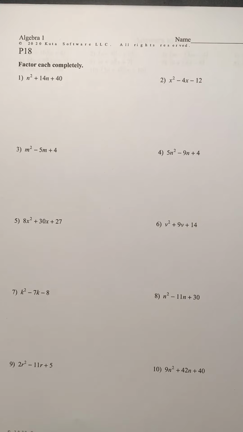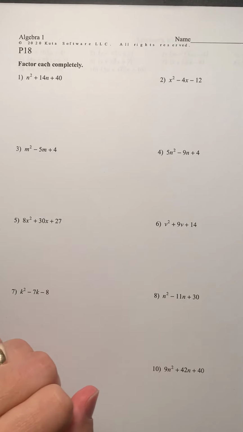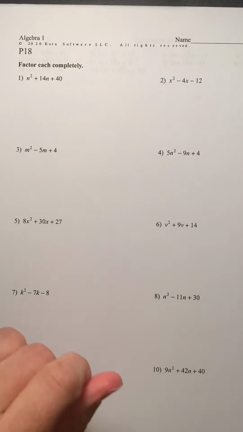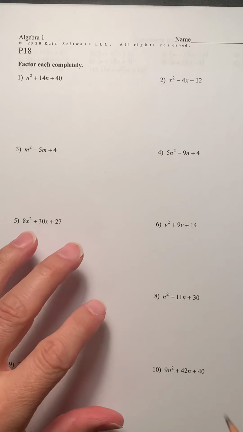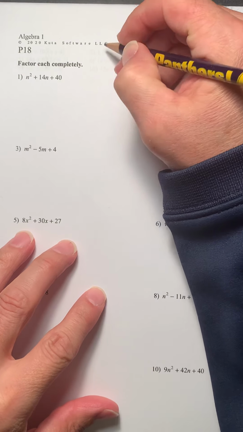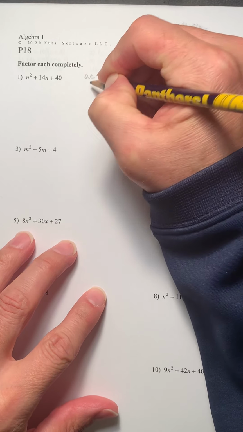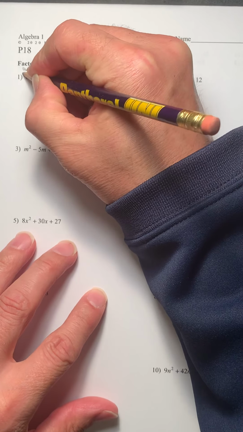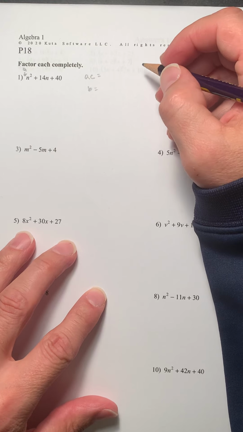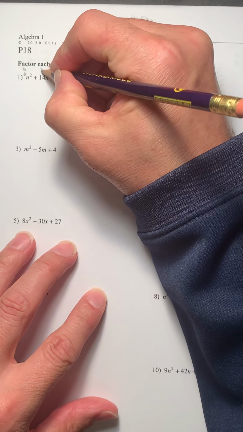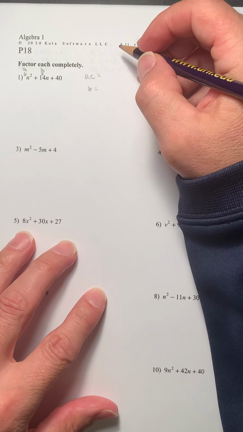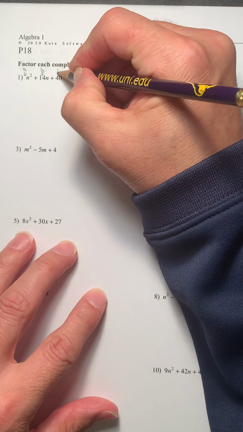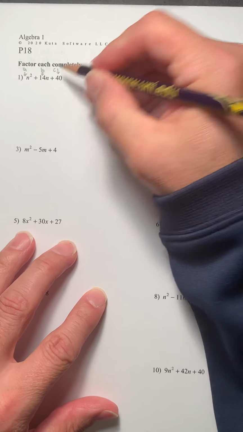Okay, so here's your lesson on worksheet P18. This is for learning how to factor completely when you have a trinomial. What we're looking at here, I like to call my ACB method. The reason is that we have an A value, which is the number in front of our squared term, our B value, which is the number in front of our variable to the first power, and our C value is our constant.